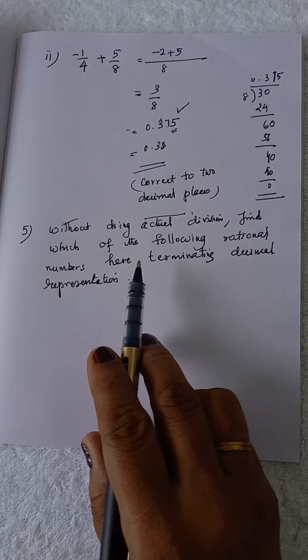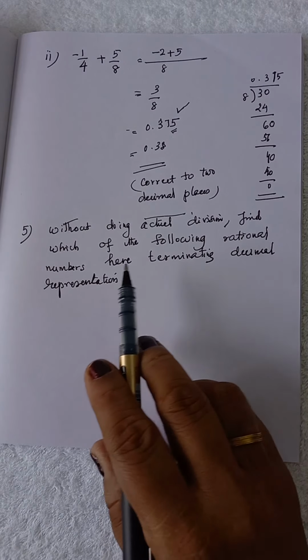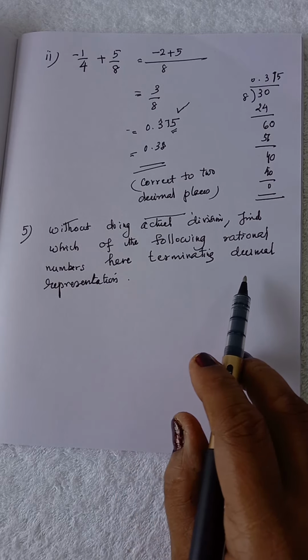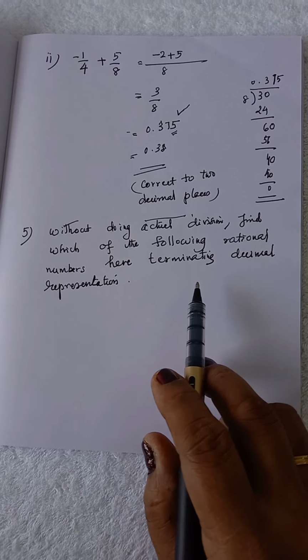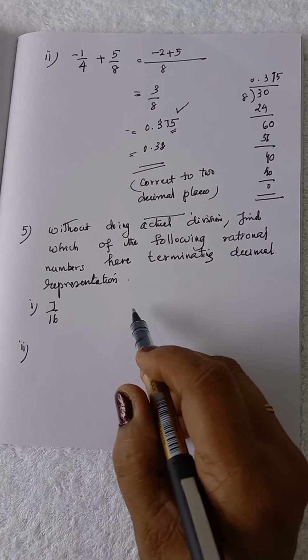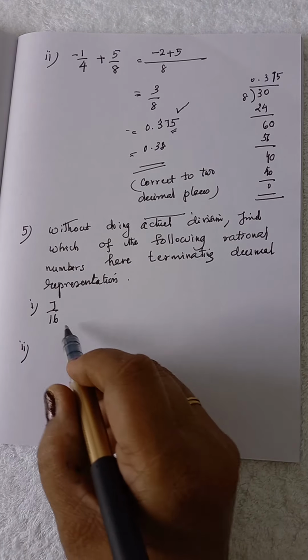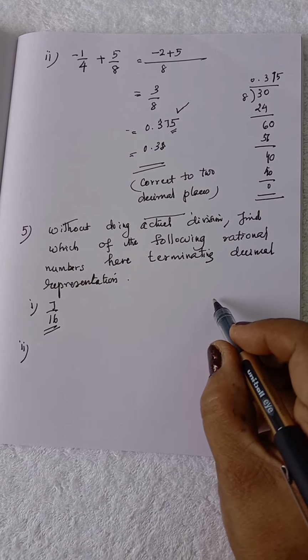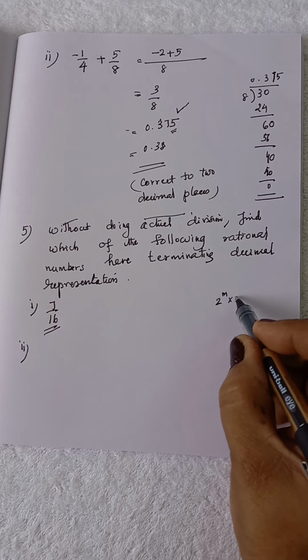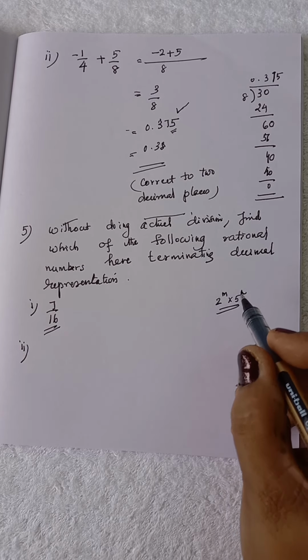Fifth question is, without doing any actual division, find which of the following rational numbers have a terminating decimal representation. First question is 7 by 16. Here terminating decimal representation means denominator can be represented as 2 raised to m into 5 raised to n. Here m and n are whole numbers.